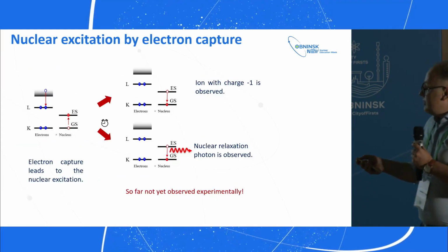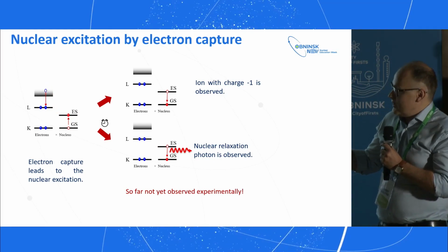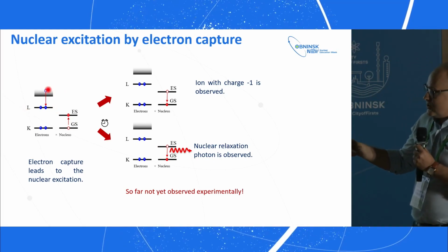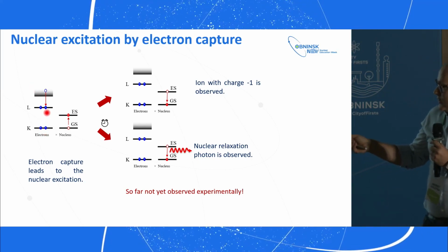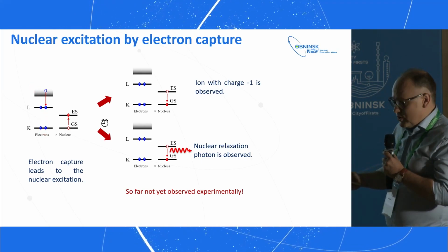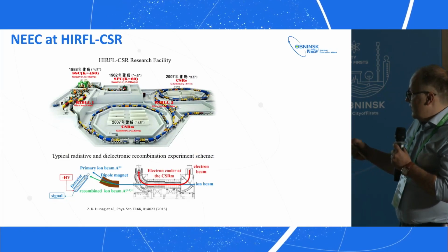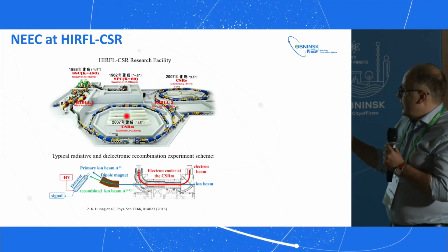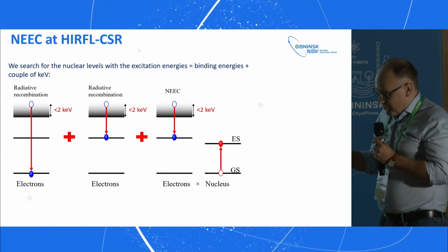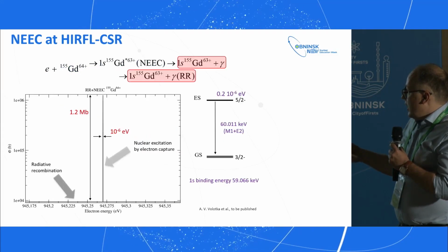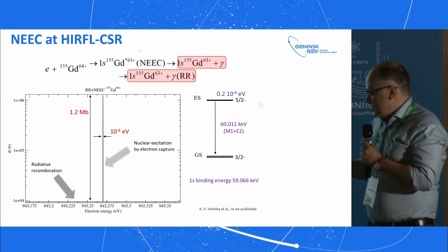We can overcome this problem if we look at another mechanism, so-called nuclear excitation by electron capture, where we can vary the kinetic energy of the electron. And by adjusting the kinetic energy, we can find the kinetic energy of the electron which exactly suits the nuclear excitation. This process was actually never observed, and we, together with our Chinese colleagues who are working at the heavy ion research facility in Lanzhou, proposed a mechanism and a scenario for how to observe it.